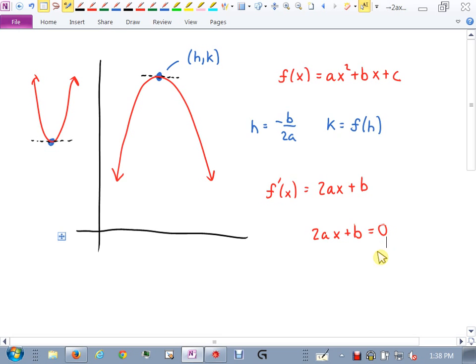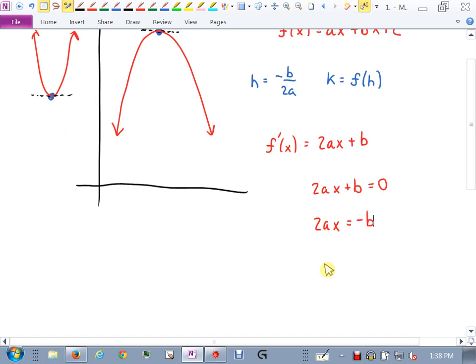And what do you get? Solving for x. Move the b over and divide both sides by what? 2a. And you get x must be what? Negative b over 2a. So it's saying the x-coordinate of that highest point, which we call h, must always be negative b over 2a. That's all it is. It's just one simple application of that idea.